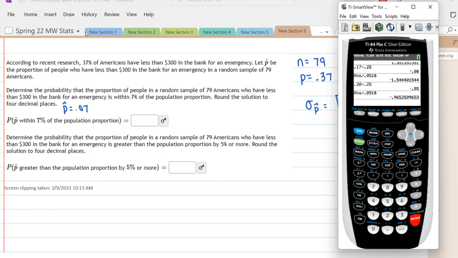Yes. This is chapter 7. This is just a homework practice problem. I just pulled it up from the homework.